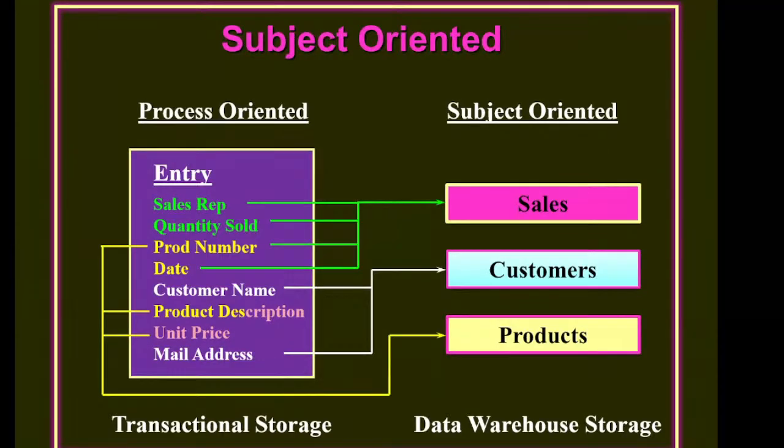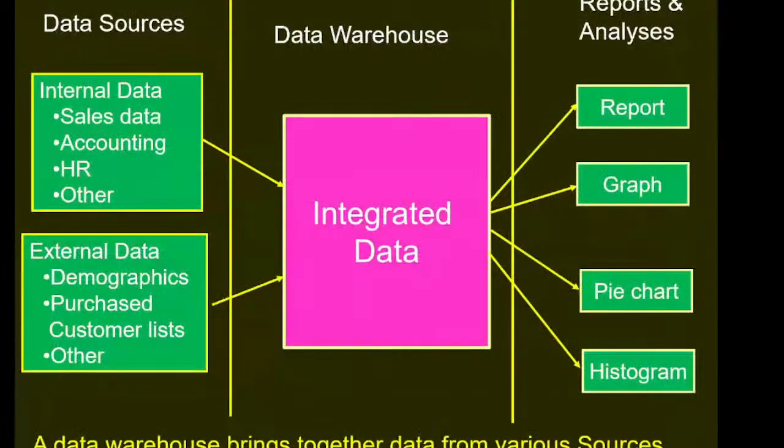So, a more detailed example. Process oriented versus subject oriented, both are given here. See, in the process oriented, we put all the data in one structure. But now we divide this into three parts: sales subject in one group, customer subject in one group, product subject in one group. So this is called subject oriented, right? So therefore, then the second point, integrated.